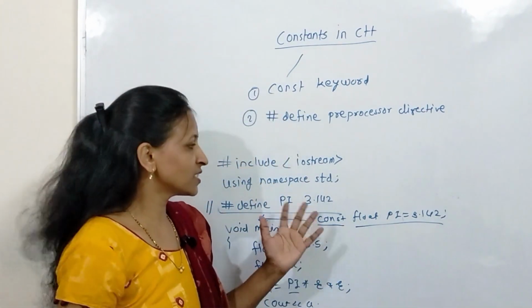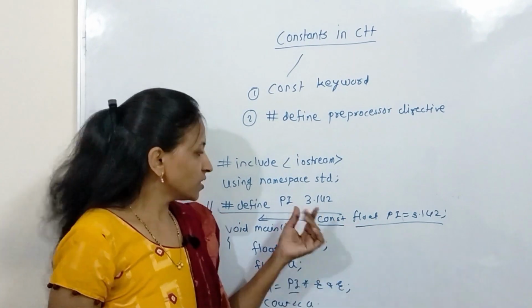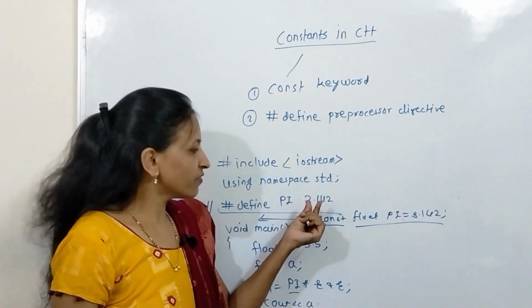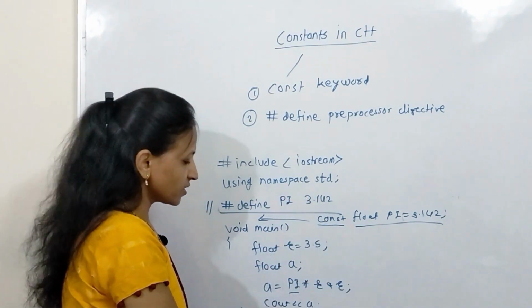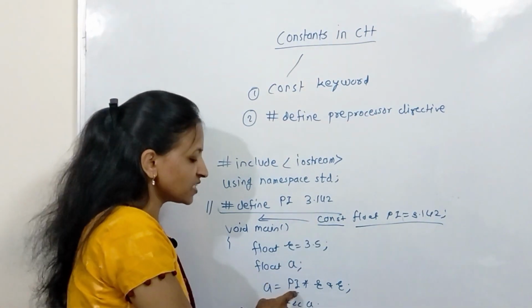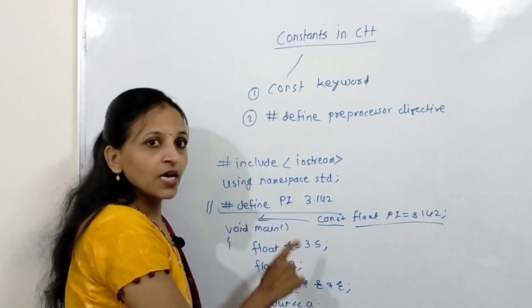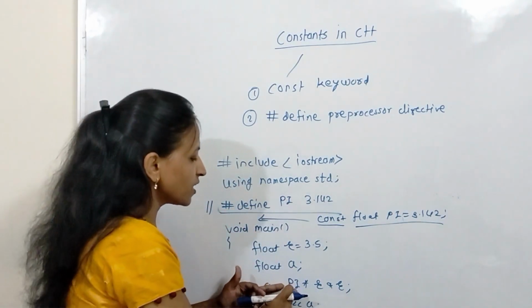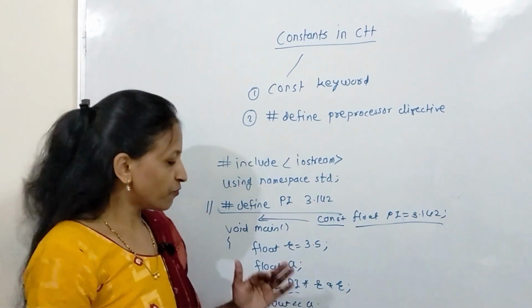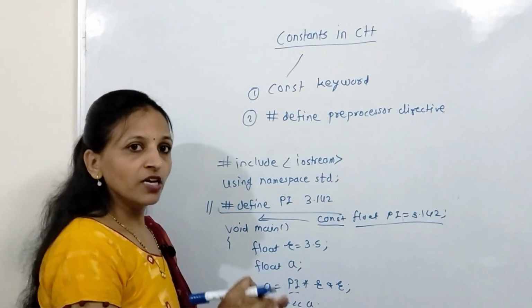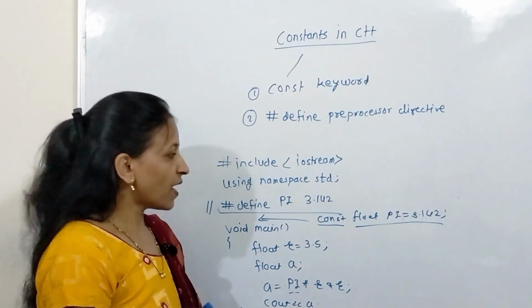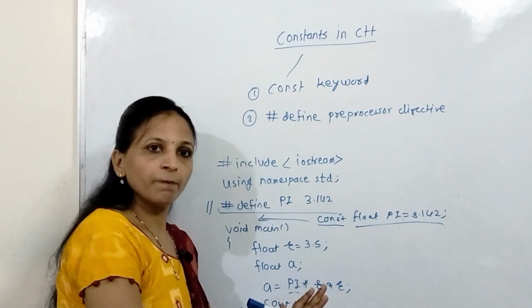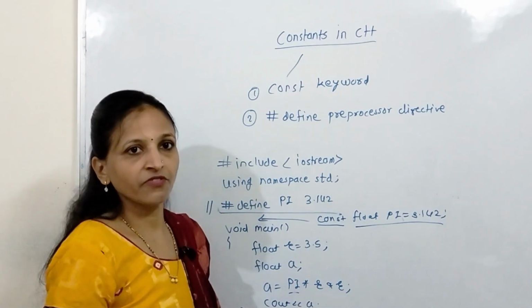Why has C++ given these two ways? See, this is a preprocessor directive, meaning the replacement of the value, like this 3.142, will get placed at this place before compilation. That's why execution will become fast. And if you are using that PI any number of times, say 5 times in a program, all will get replaced by the value 3.142 before compilation. That's why of course execution will be fast.